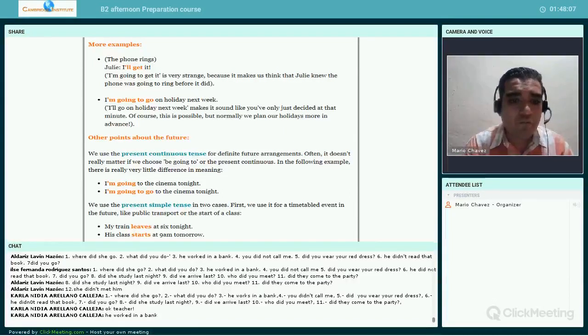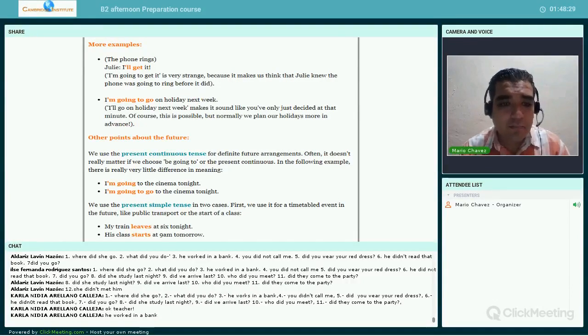Other points about the future. We use the present continuous tense, like previously we talked about the present continuous. We use the present continuous tense for definite future arrangements. Often, it doesn't really matter if we choose be going to or present continuous. In the following example, there is really very little difference in meaning.